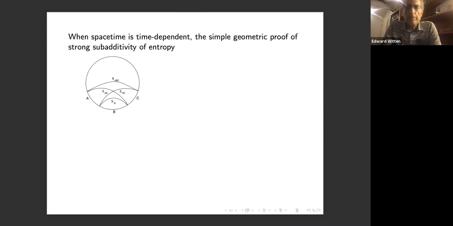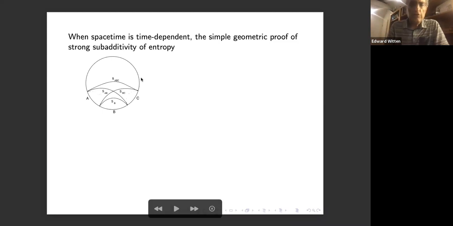Now, when space-time is time-dependent, the simple geometric proof of strong subadditivity of entropy doesn't work. And that's because all the entropies, in 2+1 dimensions, would be represented by geodesics. But the geodesics would not be in a common 2-dimensional space-like surface. The geodesics are geodesics in a time-dependent space-time. They might go forwards and backwards in time relative to each other. One might be to the future of the other.